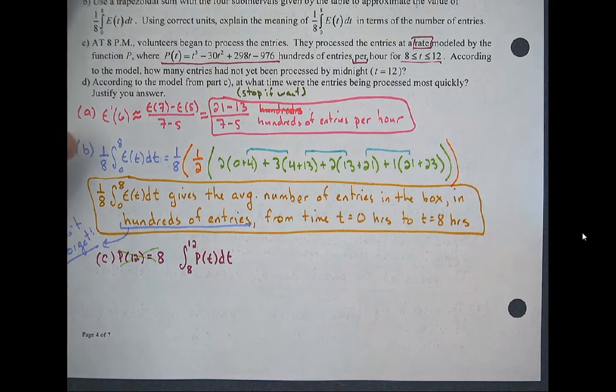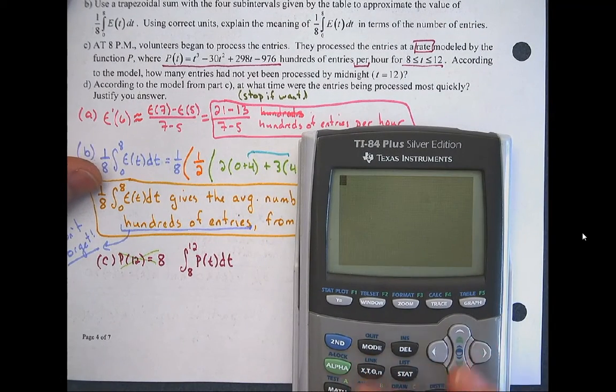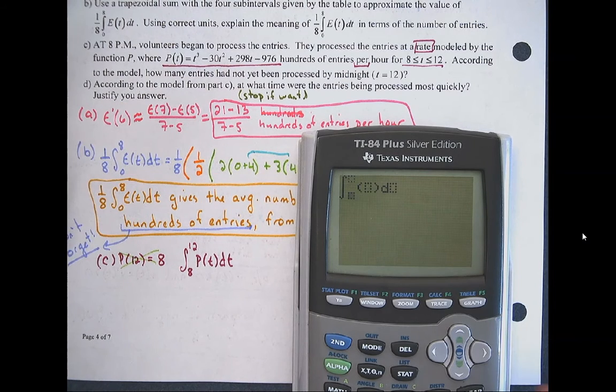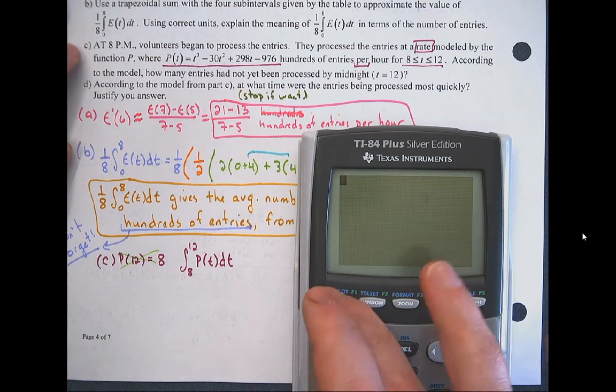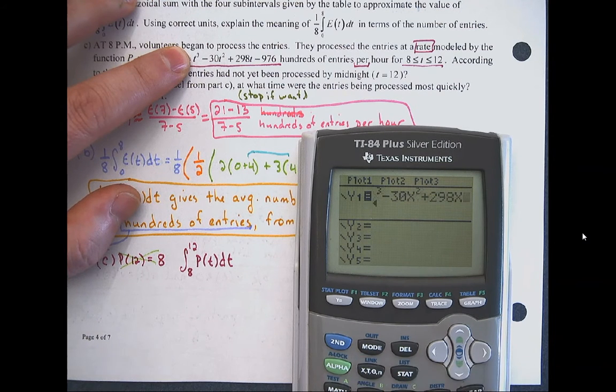Now, let's see. There's 2 ways you can type this in. You can go right to your Math 9 and bring up your integration function. I'm wondering, because it says in part D, according to the model from part C, if we have to use it again. So that's why I'm going to put it in here instead, because then I can use the Y1 feature. So x to the third minus 30x squared plus 298x minus 976.